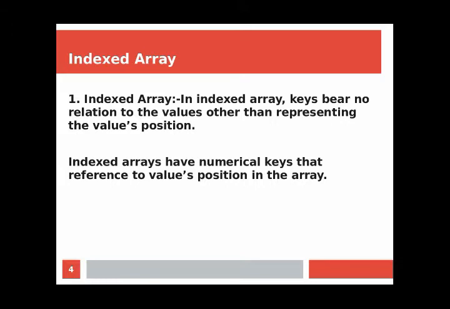In an index array, the key bears no relation to the values other than representing the value's position. Index arrays have numerical keys that reference the value's position in the array. Remember a rule of thumb: in PHP, a numerically indexed array always begins with position 0, not 1. For example, if an array has 5 elements, then the starting index is 0, and the ending index is 5 minus 1, that is 4.